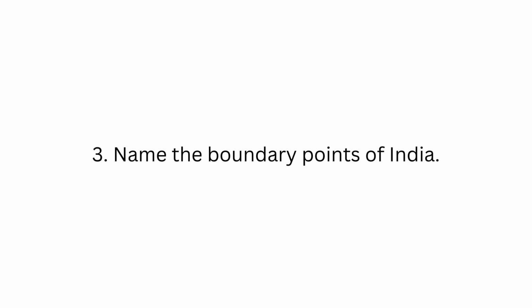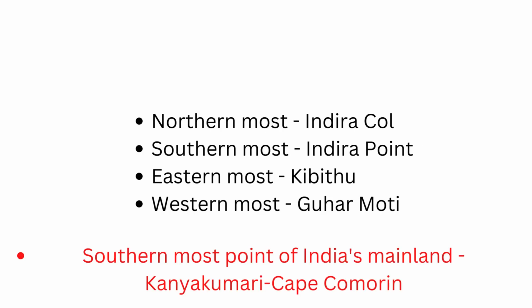Name the boundary points of India, that is the end points of India's land boundary, you can say. And the answer is northernmost is the Indira Col, southernmost is the Indira Point, and the easternmost is Kibithu, whereas the westernmost is Guhar Moti.